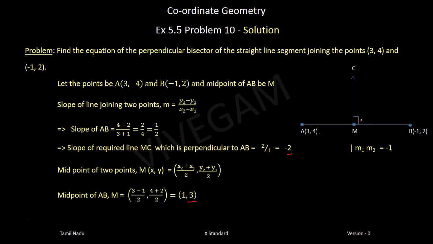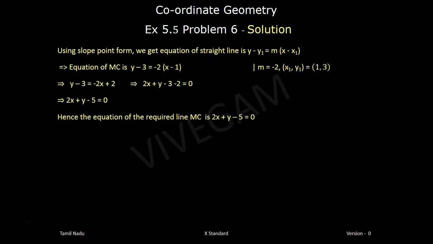So now for the line CM, we have 1 point on it, and we have the slope as minus 2, right? So use the slope point form: y minus y1 equal to m into x minus x1. So the equation of MC will be y minus 3, where y1 is 3, equal to m, which is minus 2, into x minus x1, that is x minus 1. Now you simplify this. Y minus 3 is equal to minus 2x plus 2. So that is 2x plus y minus 3 minus 2 equal to 0, or 2x plus y minus 5 equal to 0. So this is the equation of the straight line.